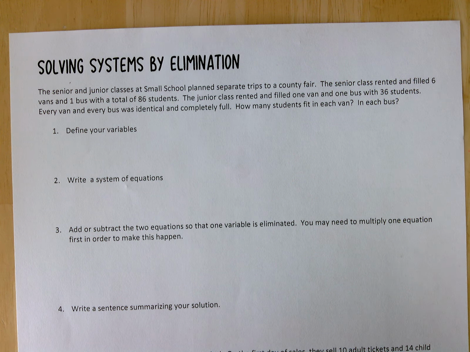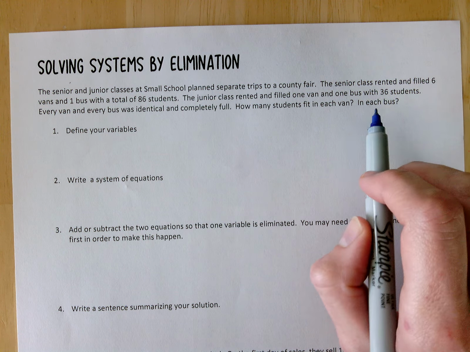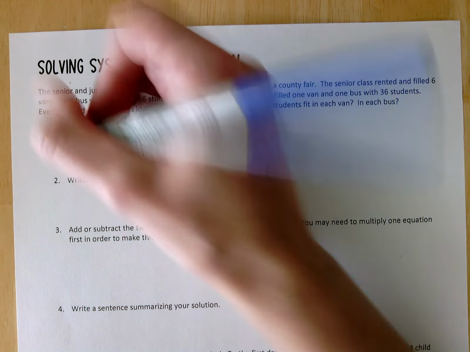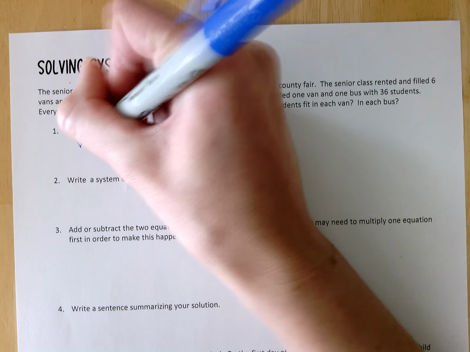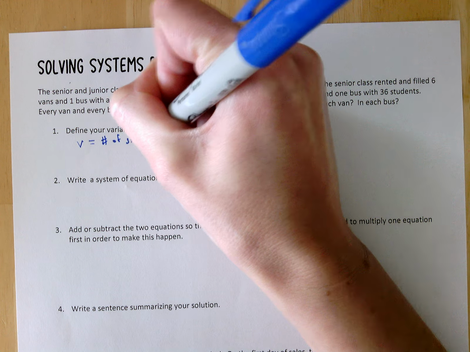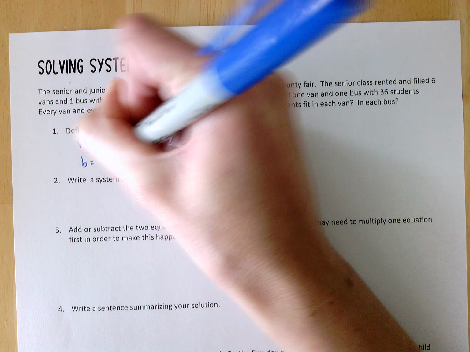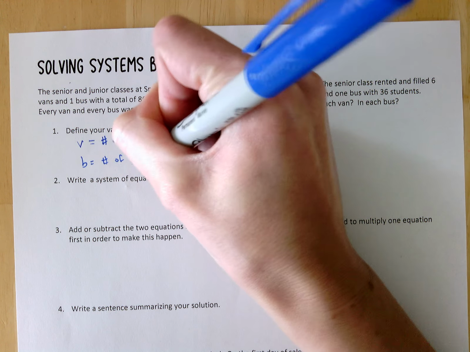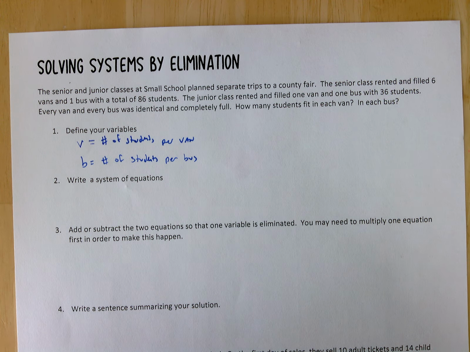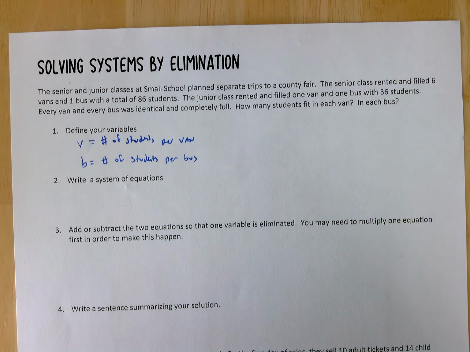Okay, so the first thing we're going to do is define our variables. You can usually pull that from the question part of the problem, right? We want to know how many students fit in each van and how many in each bus. So I'm going to use V and B for my 2 variables. V is going to be the number of students per van, and B is going to be the number of students per bus. All right, you are welcome to use just X and Y for every problem if you'd like to. I usually try to make them match the problem because I think it's easier to keep them straight.